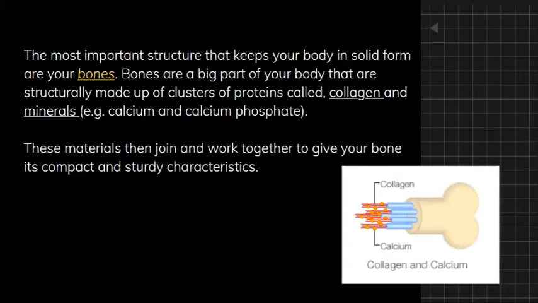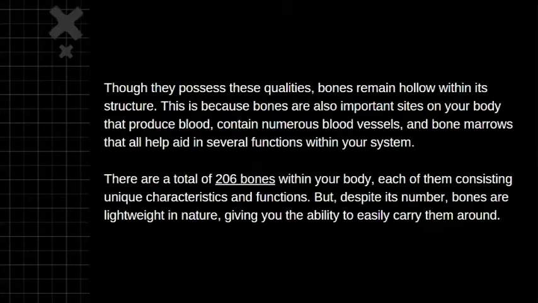Yan, as you can see, unique yung bones natin. It's not like other organs in our body na soft or smooth na yung mga tissues. Ito ay solid. It's compact and at the same time sturdy in its characteristic. Ayan. So that is our bone. Now, though they possess these qualities, meron pa rin tong another unique characteristic na kahit na nabanggit natin kanina na sturdy siya, compact, another characteristic of our bone ay hollow.